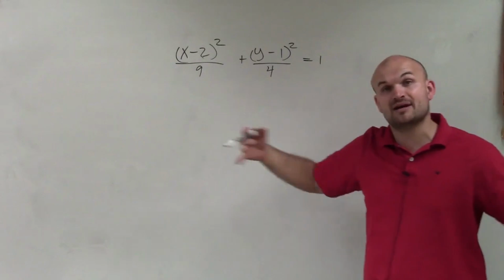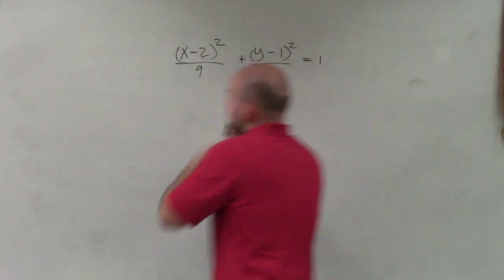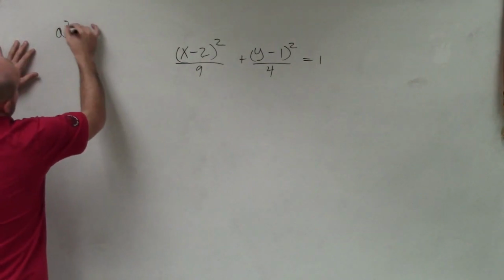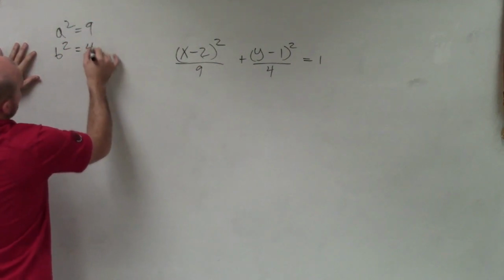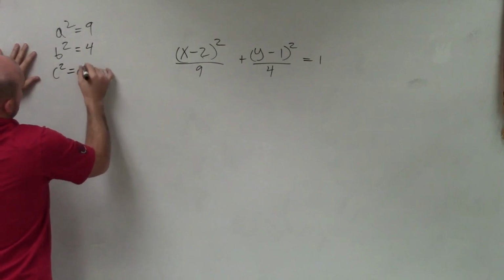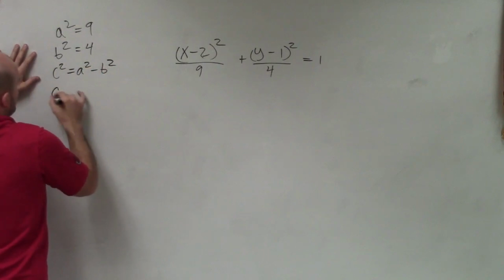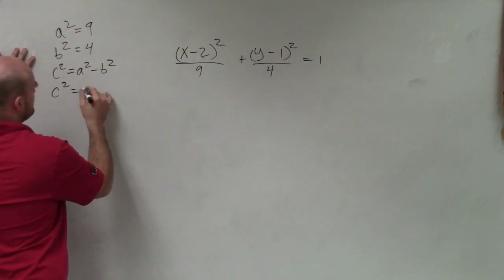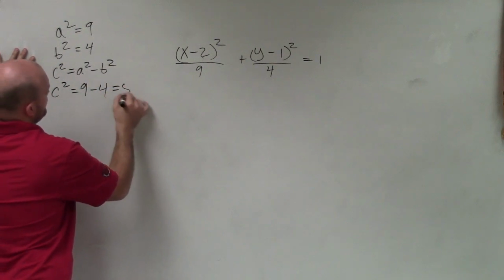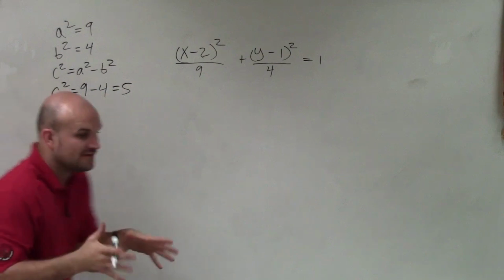I'm going to do that by first looking at this and identifying the larger denominator, which is always going to be my a squared, which in this case you can see is 9. So I'll say a squared equals 9. Therefore, b squared is going to be the smaller, which is 4. And c squared is equal to a squared minus b squared. So c squared is equal to 9 minus 4, which is equal to 5. OK, so now I found my a, b, and c.